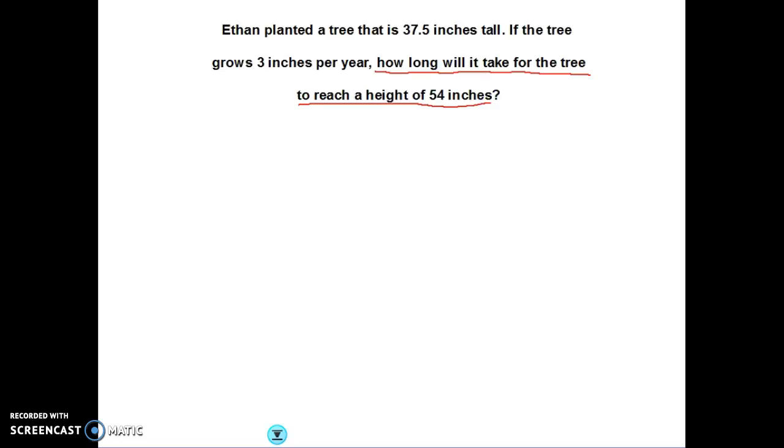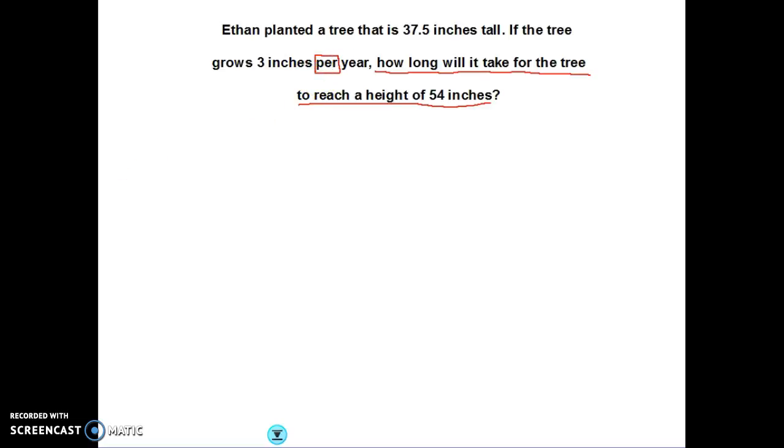Step 3. We box the math terms. Ethan planted a tree that is 37.5 inches tall. Even though I do see that word is in the question, I'm not going to box it because that's only giving us information about the current height of the tree. If the tree grows 3 inches per year, that per is a math term. I'll go ahead and box.